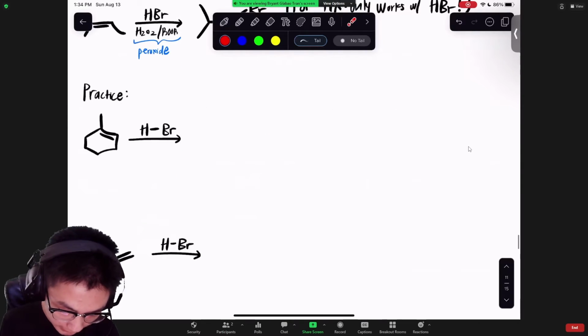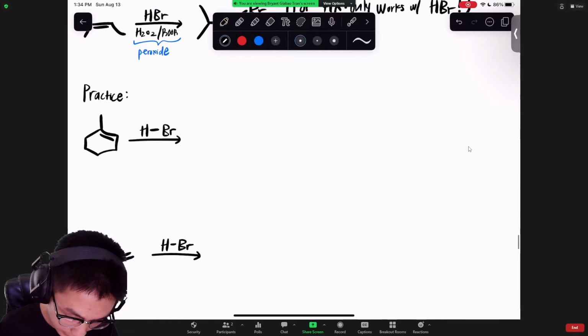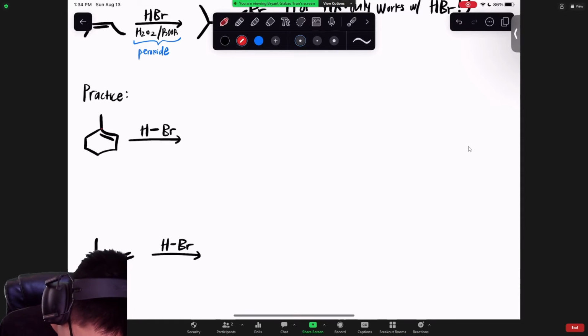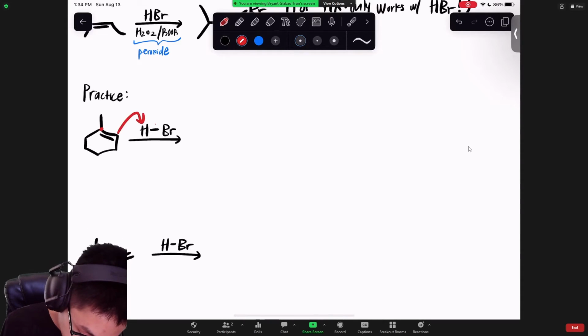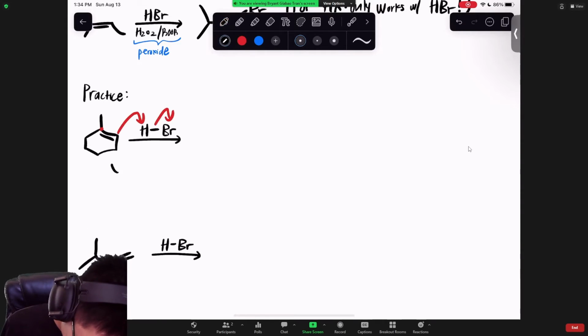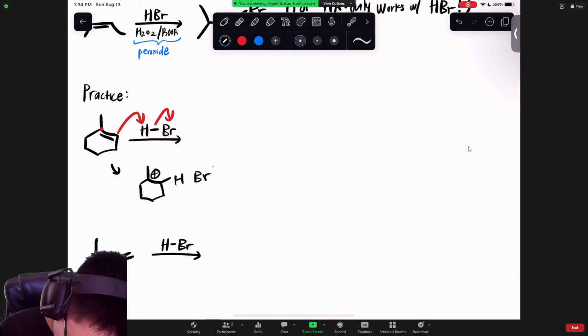Now let's do some practice problems over here. We see that we have an alkene with HBr. We know that this carbon here would form the more stable carbocation, which means that we have to use the other carbon of the alkene to attack the hydrogen and kick out the bromine. This will be attached to the hydrogen. That carbon lost the bond, so that carbon now has a positive charge. The bromine got kicked out with a negative charge, so that negative charge is going to attack that positive charge.